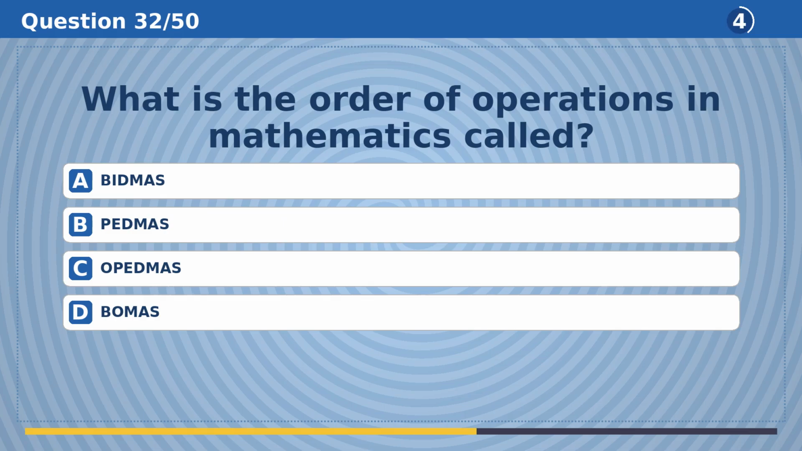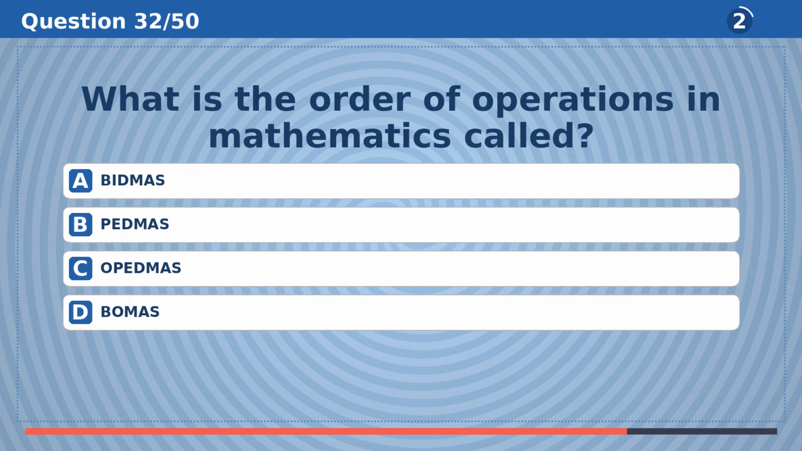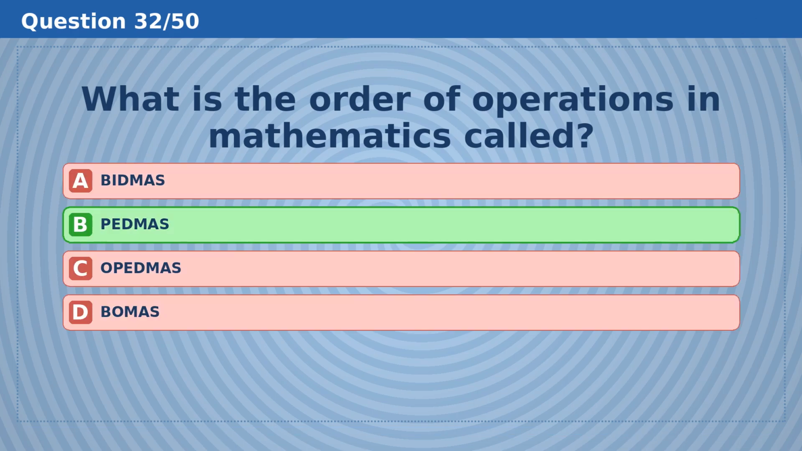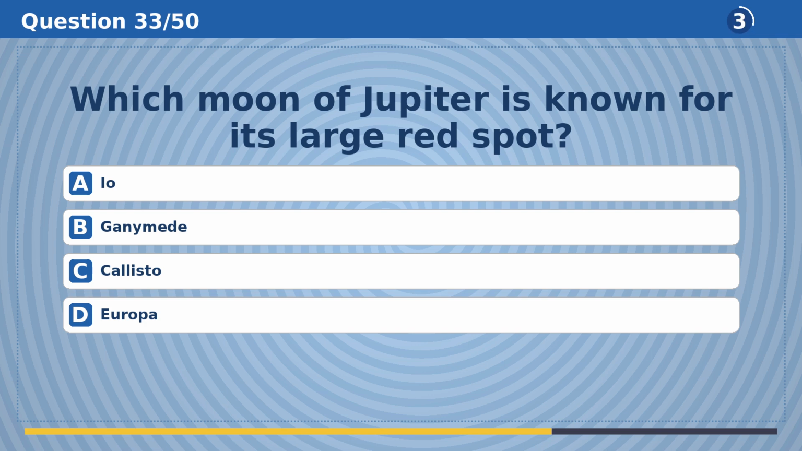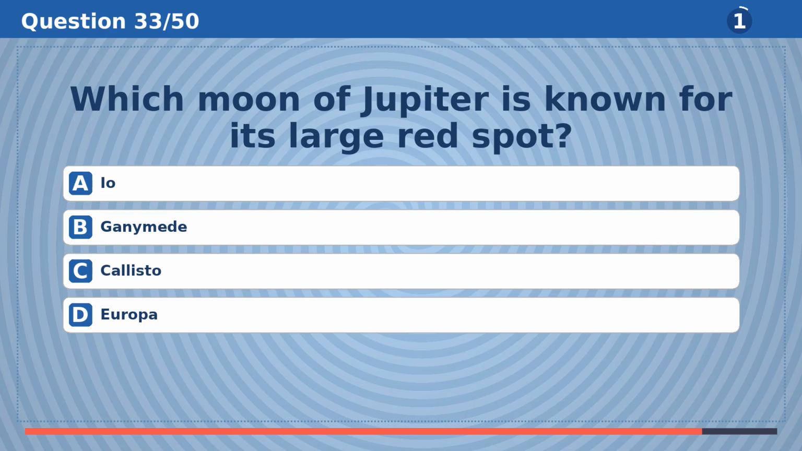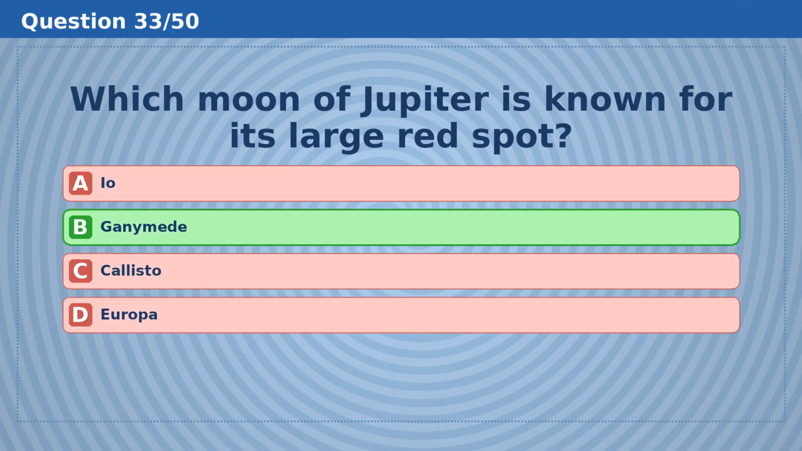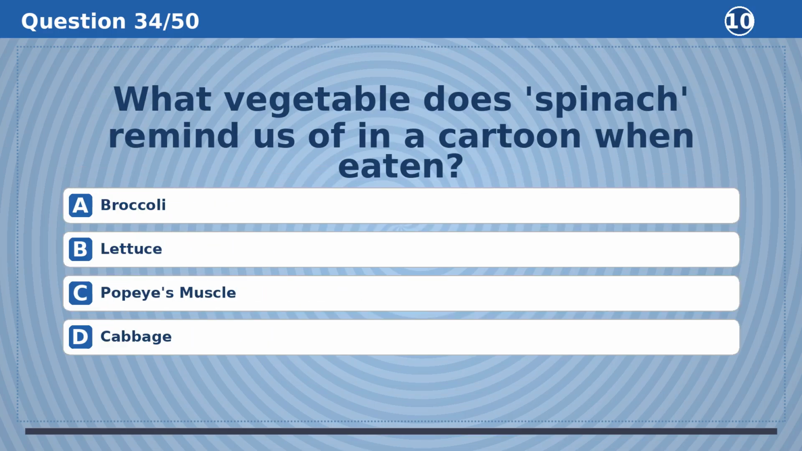What is the order of operations in mathematics called? The answer is B, PEMDAS. Which moon of Jupiter is known for its large red spot? The answer is B, Ganymede.